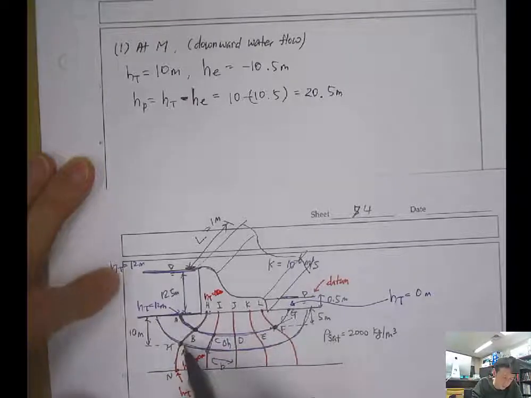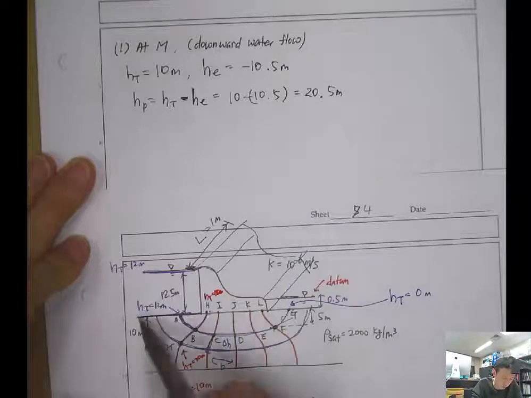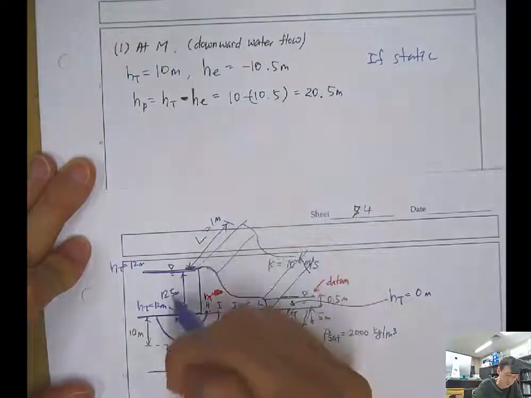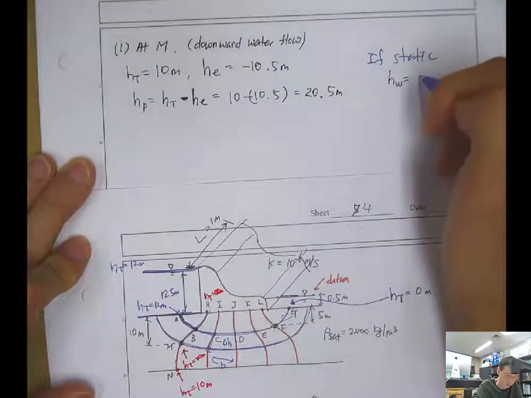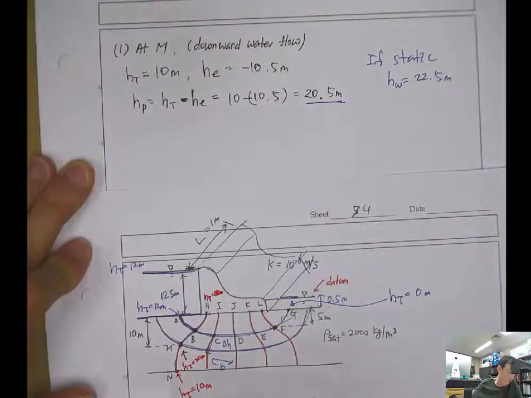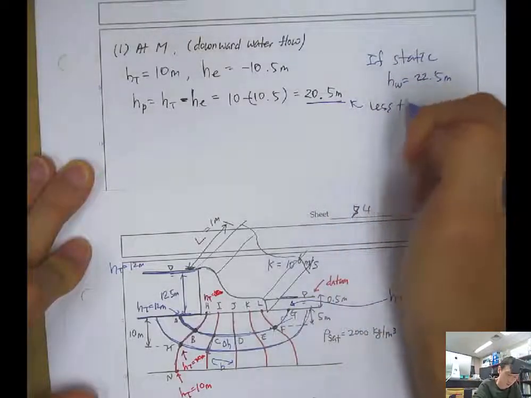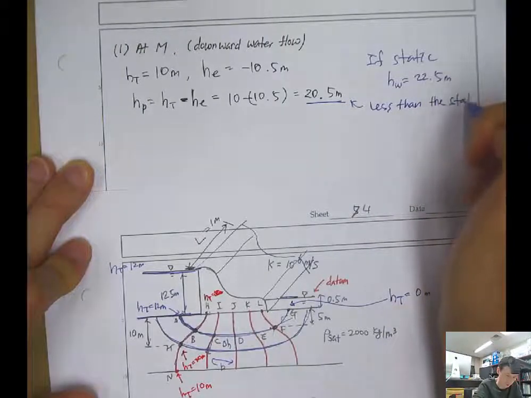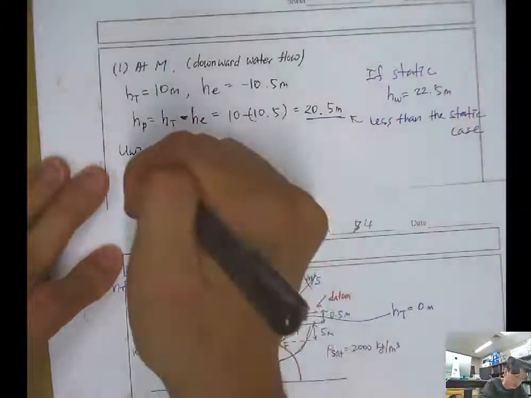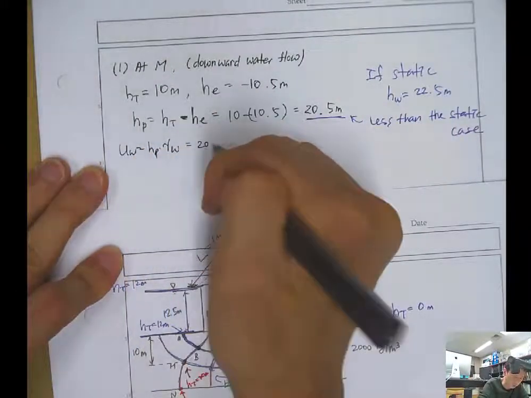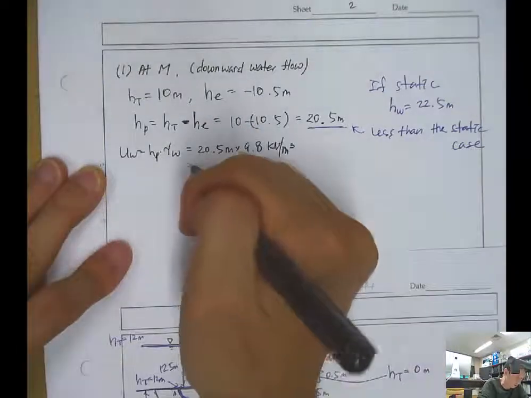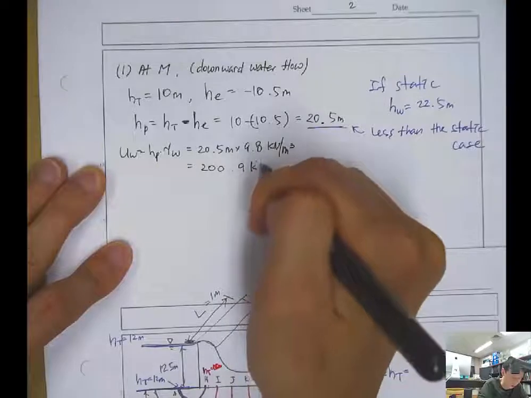And when you think about the water depth, if the water doesn't move, if it's static, then that's 12.5 plus 10 meters, so the water head will be 22.5 meters. So here it's less than the static case because water is moving downward. So then we can compute the water pressure, which is HP times gamma w. So 20.5 meters times 9.8 kilonewtons per cubic meter. And this will give you 200.9 kilopascals.